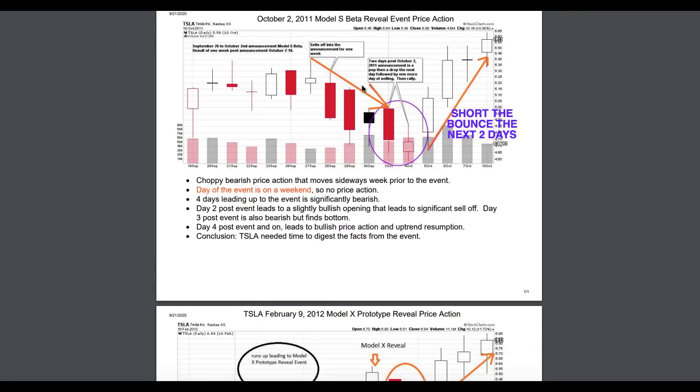historic data point we've got, October 2nd, 2011, the Model S reveal event. So what we've got is a situation we call short the bounce, meaning this is what the stock is doing the day going into the announcement. The next day it bounces slightly higher, and then it actually goes lower for 2 days in a row.